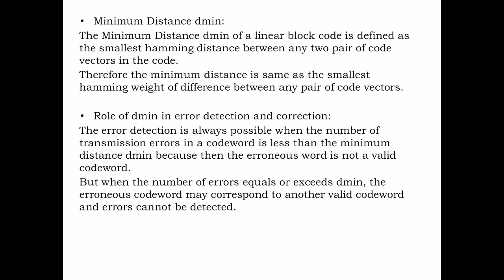Now, what is the role of this d min in error detection and correction? The error detection is always possible when the number of transmission errors in a code word is less than the minimum distance d min, because then the erroneous word is not a valid code word. But when the number of errors equals or exceeds d min, the erroneous code word may correspond to another valid code word and errors cannot be detected.